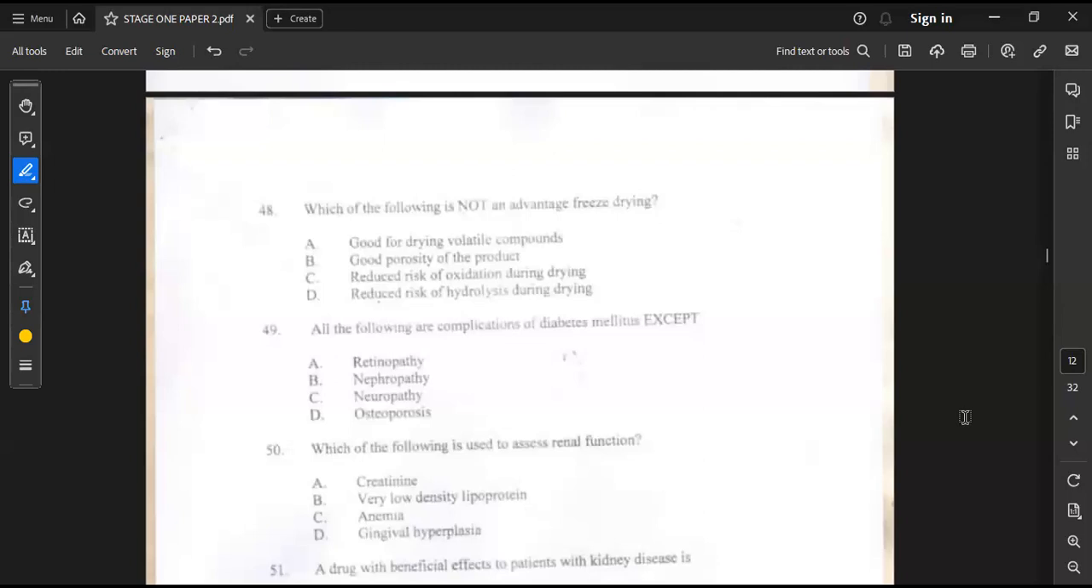I'm seeing some advantages of freeze drying: you can use lower temperatures and adapt it to oxygen sensitive products. If it's adapted to oxygen sensitive products, that means reduced risk of oxidation, right? And then high porosity and controlled moisture content. I'm also not sure about A, so it's either A or D.